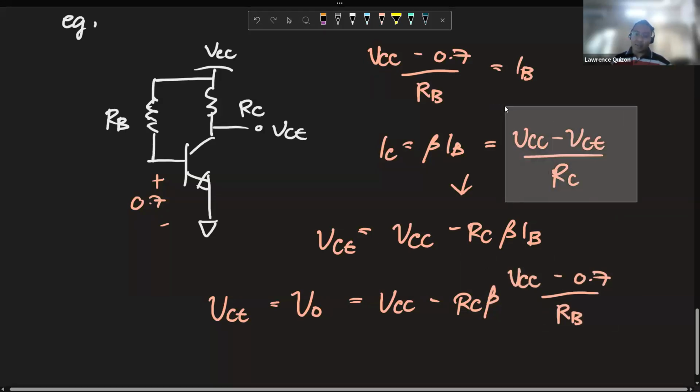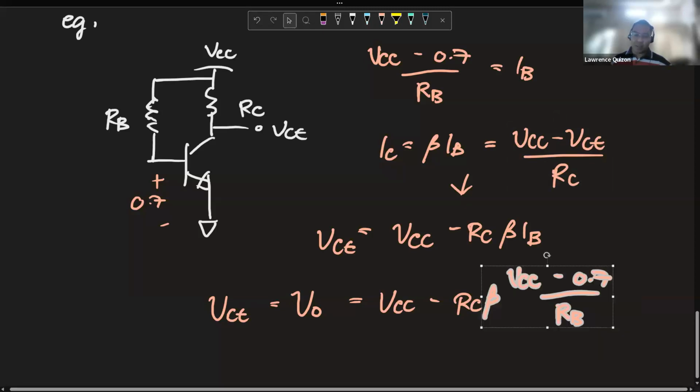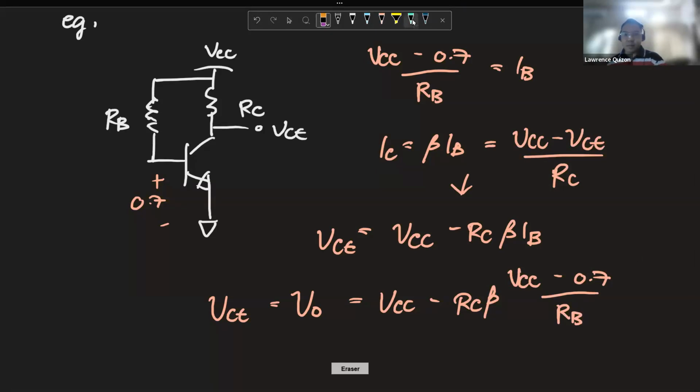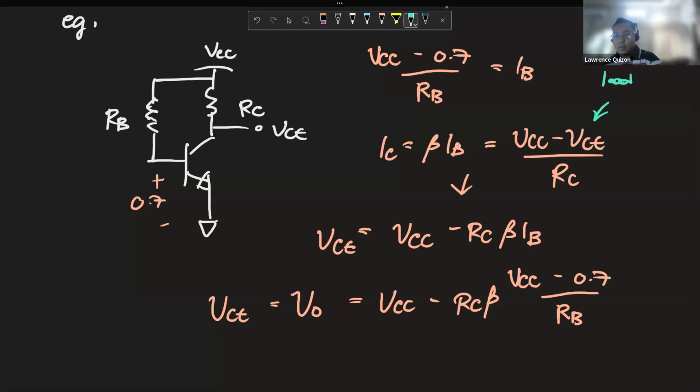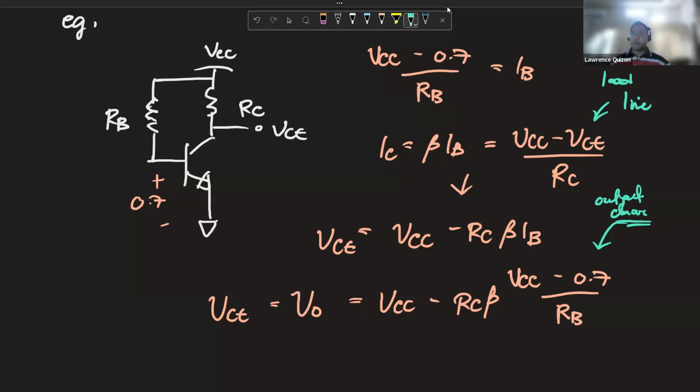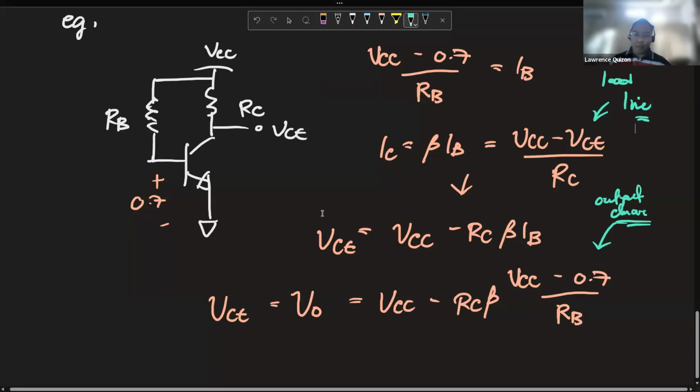Well, IC is also this. But essentially IC is also this. That's the equivalence of your load line, right? Because I'm just checking. If you have all of these, this is the load line, this is the output characteristic.